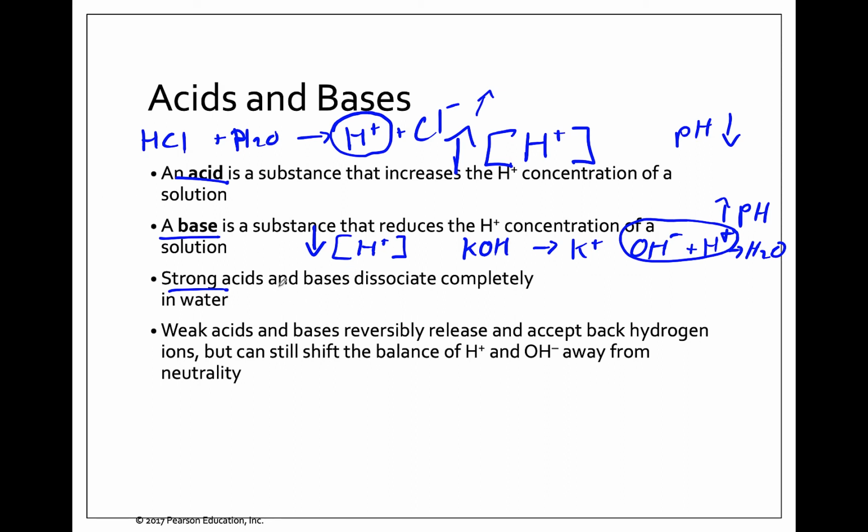The only thing that distinguishes a strong acid and base from a weak acid and base is how much they dissociate. Both hydrochloric acid and potassium hydroxide are strong because they completely dissociate. A weak acid, such as carbonic acid, when it gets added to water, dissociates into H+ plus HCO3-. So you can see that one of the hydrogens got pulled off, but the other one's still attached, and so that makes this a weaker acid. It can still shift the pH balance by adding a hydrogen, but it isn't going to shift it as strongly because it's not going to completely dissociate.